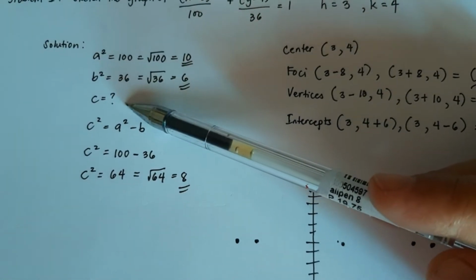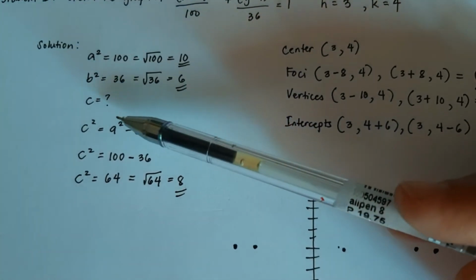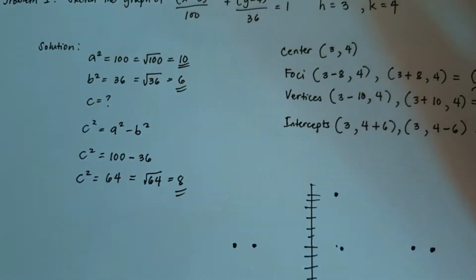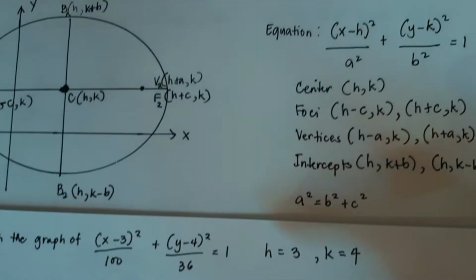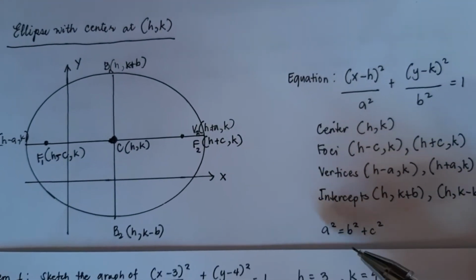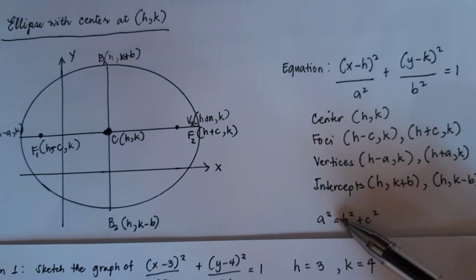And C is missing. So, meron ka ng A at B. So, ano ang gagawin mo para mahanap ang value ng C? No? So, since ang ating major axis ay x-axis, yan, ito yung pattern natin. Okay, to find the value of C, ito yung gagamitin natin na formula.